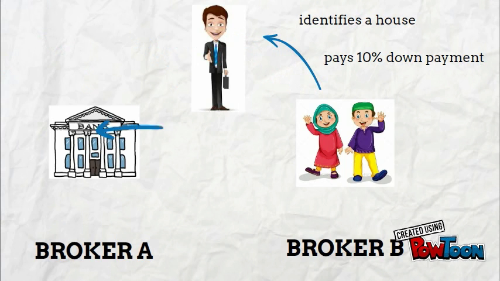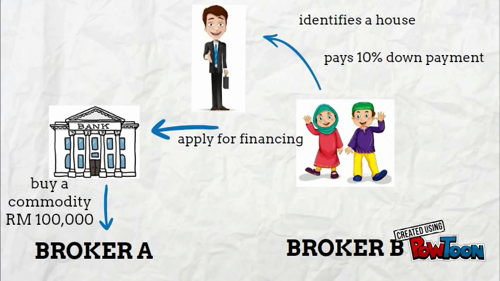Next, the customer approaches a bank to apply for financing. The bank will assess his creditworthiness. Next, the bank will buy a commodity from broker A costing, let's say, 100,000.